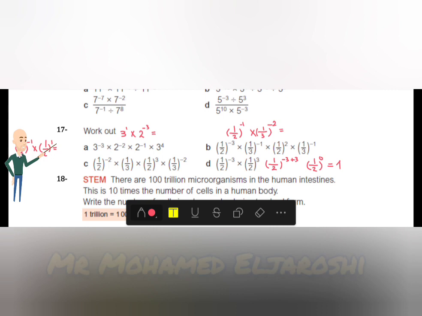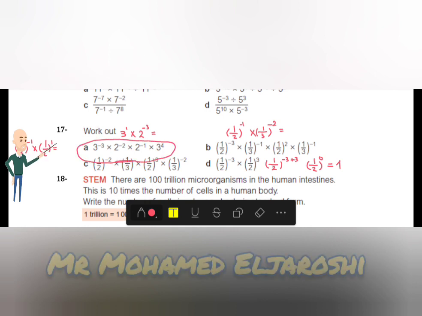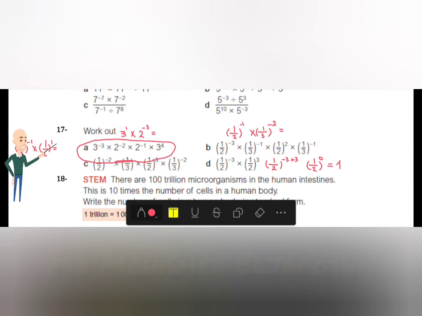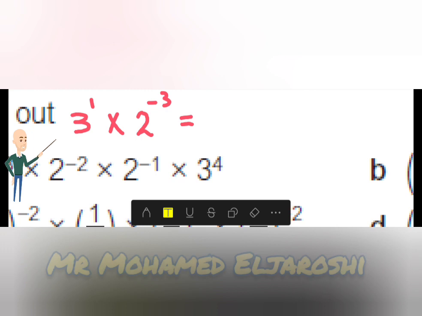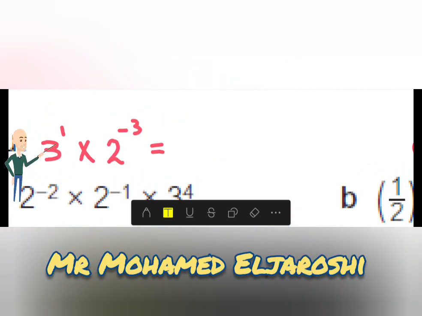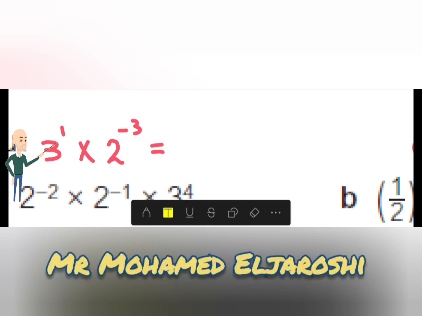So after simplifying the questions, you're going to use a calculator to answer the question. Now, you can use a calculator from the beginning of the question, write the whole numbers here, and the calculator will give you the answer. Or if they ask you for the steps, you'll finish the steps and then use the calculator to find the answer. Now let's find the answer for each one of them. Here we have 3 power of 1 multiplied by 2 power of negative 3. So 3 times 2 power of negative 3 equals 0.375. Now they don't want the answer in standard form. They just want you to work out. So if they ask you to work out only, it means any answer will do.